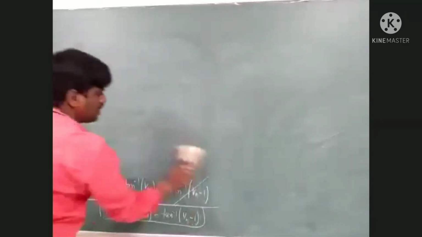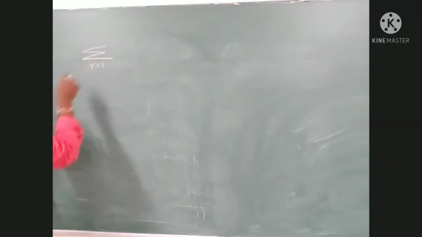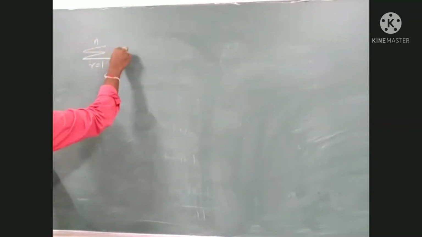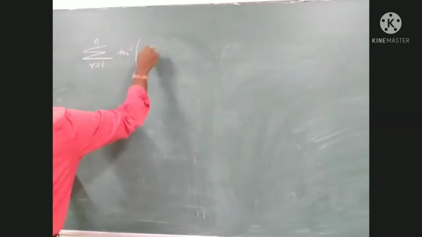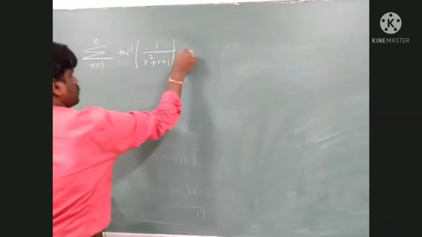So this is the method I explained. What type of questions will they ask? That you have to do. So the first question is: sigma r is equal to 1 to n of tan inverse 1 upon (r square plus r plus 1) is equal to how much?